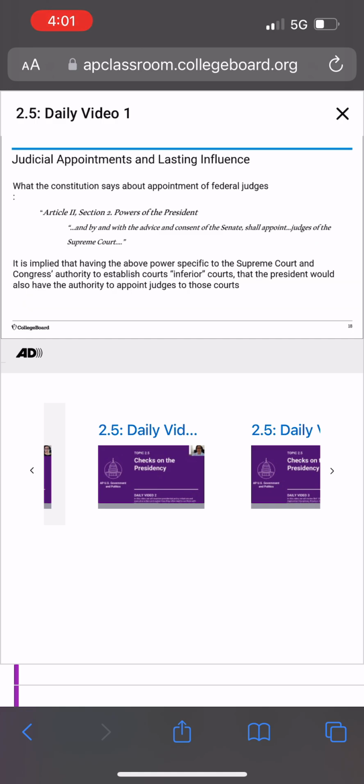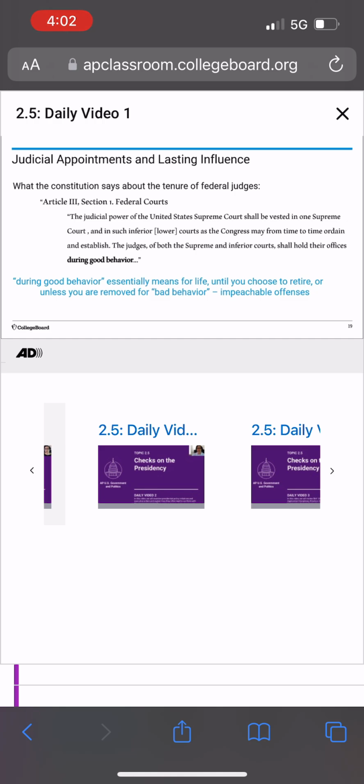With the judicial appointments and the fact that they have this lasting influence, we look to Article 3, Section 2, which says that the president has this authority. We know the president would have it for the Supreme Court because it is implied that if Congress is able to create inferior courts, the president would have the power to nominate and appoint judges to those courts, just like he would to the Supreme Court. And we have tenure being during good behavior, which I've got in bold there. That means for life until you choose to retire, unless you are removed for bad behavior, which would be some sort of impeachable offense alleged by Congress.